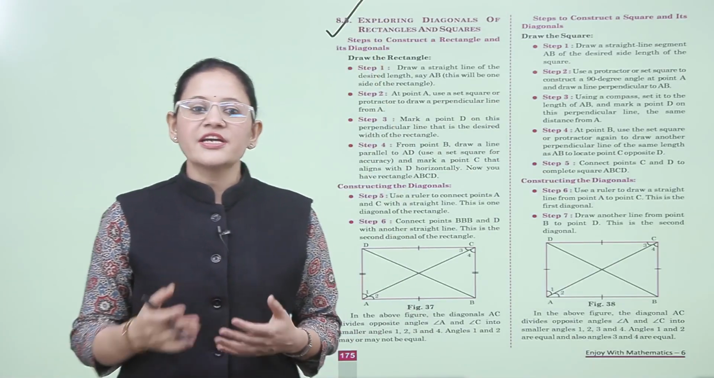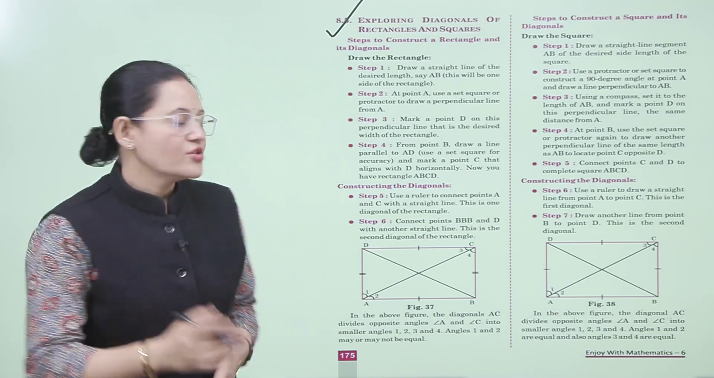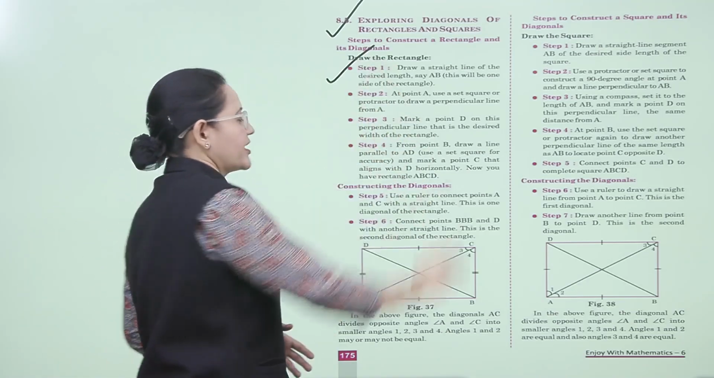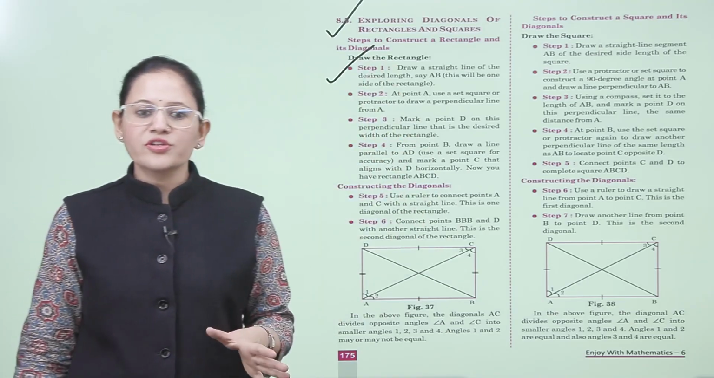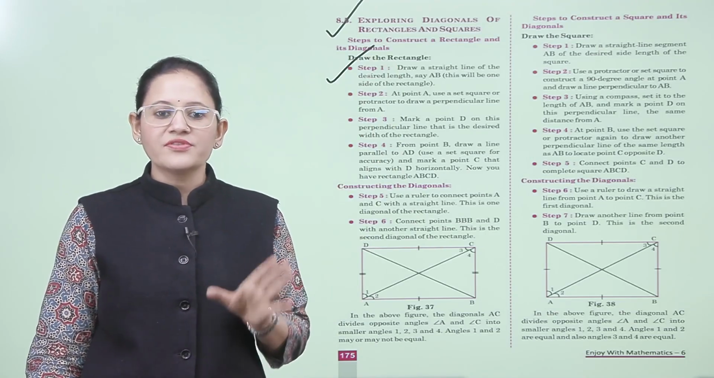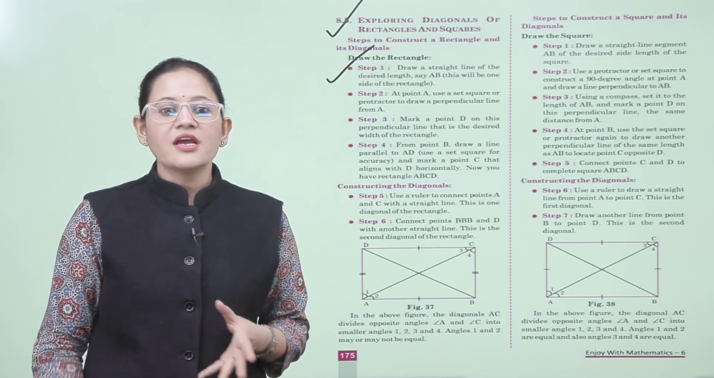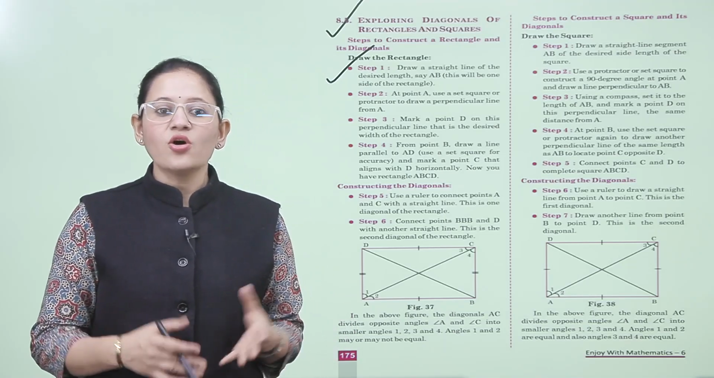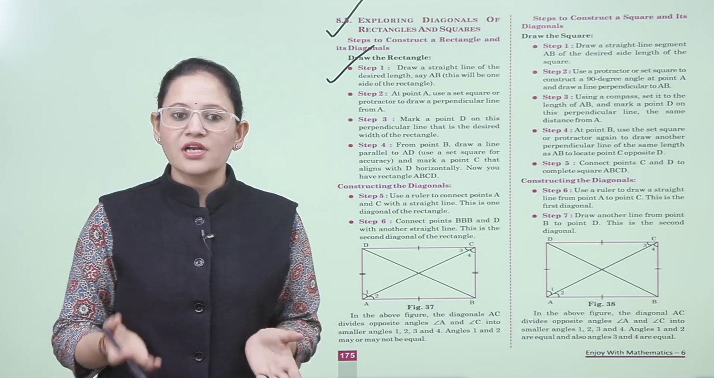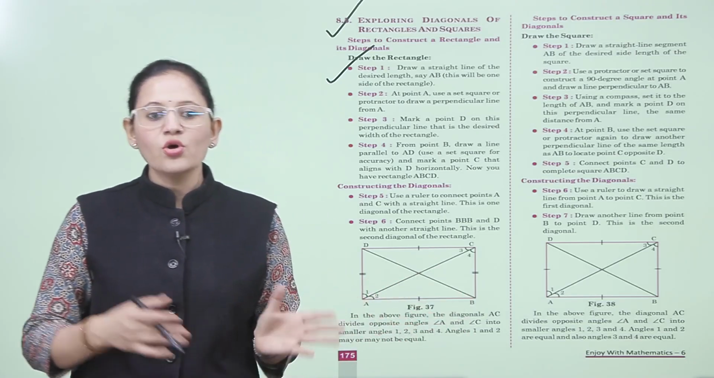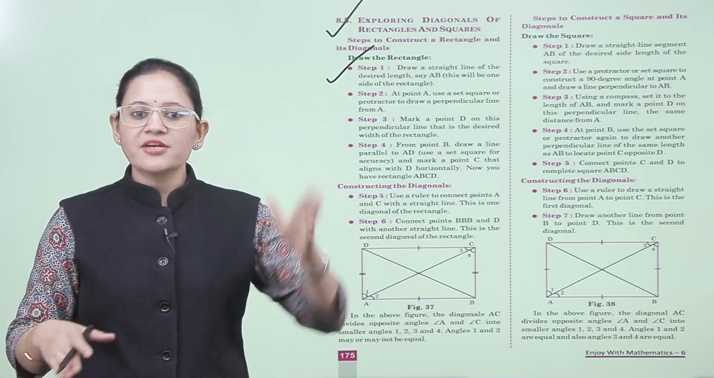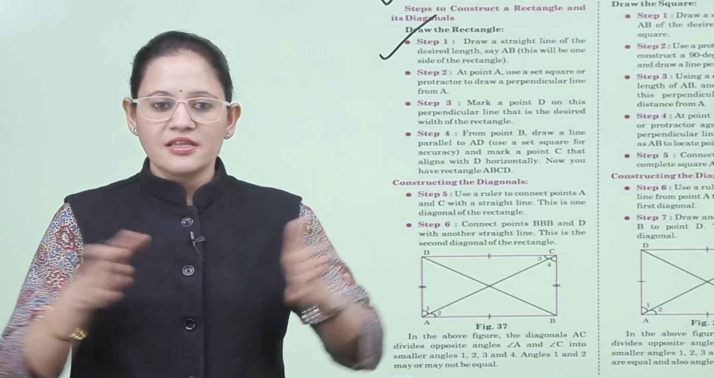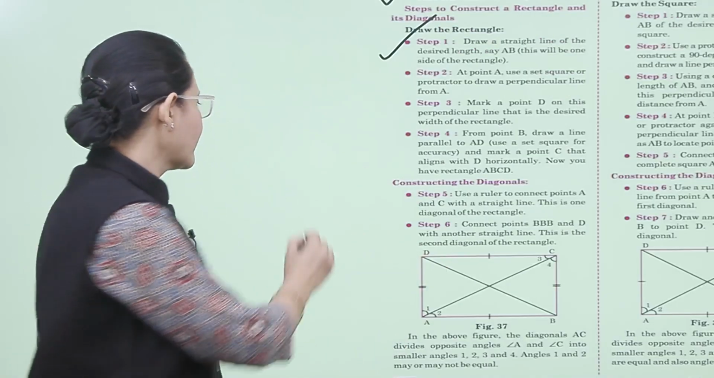Steps to construct a rectangle and its diagonal. For that, we'll draw a rectangle first. Draw a straight line of desired length AB. Now at point A, use the set square or the protractor to draw the perpendicular line, like we have done earlier. So first we'll make the line segment AB.